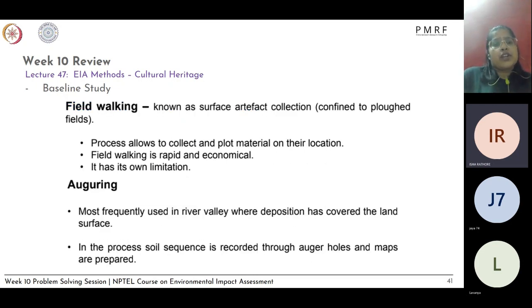Then you also have field walking, which is also known as surface artifact collection, and this allows you to collect and plot material on the location. Field walking is rapid and economical. Then you also have augering, which is most frequently used in river valley systems, where deposition has covered the land surface. In the process, the soil sequence is recorded through auger holes and maps are prepared.